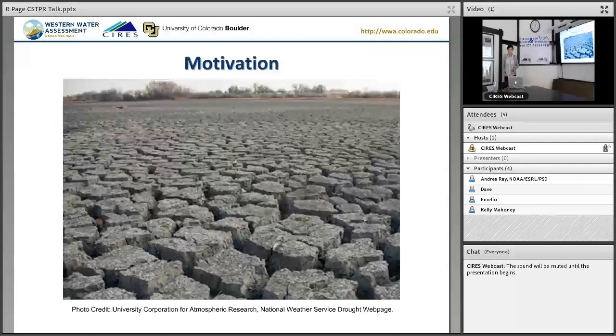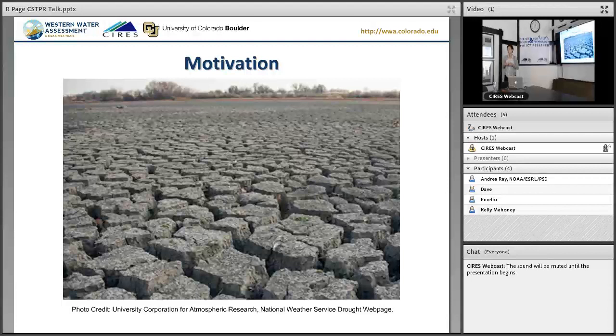So just a bit of background on this project and why we were motivated to conduct the study. For those of you who don't know, the Western Water Assessment is a NOAA-supported regional integrated sciences assessment program, which essentially conducts research in partnership with stakeholders in the Rocky Mountain West region to help them make the best use of science to prepare for the impacts of climate variability and climate change.